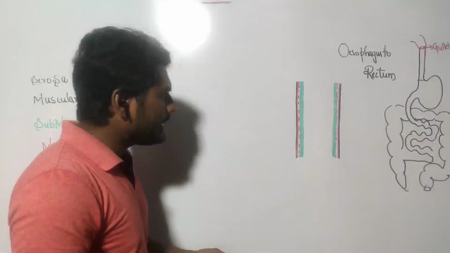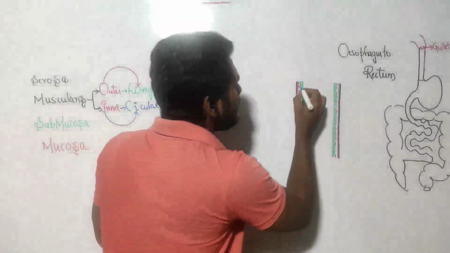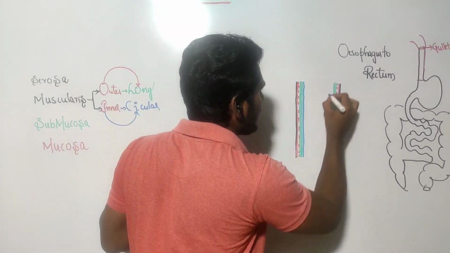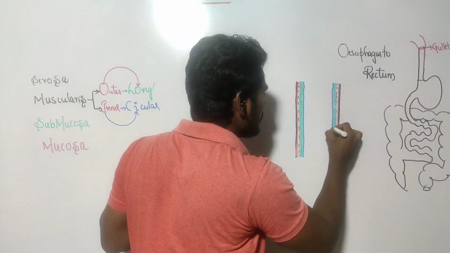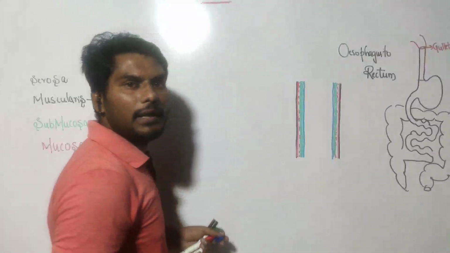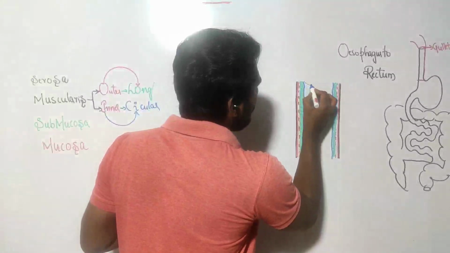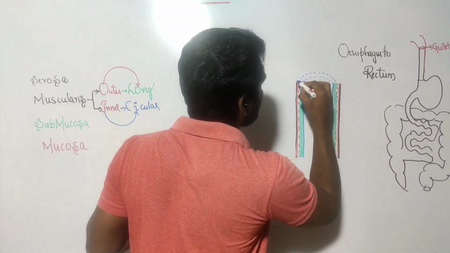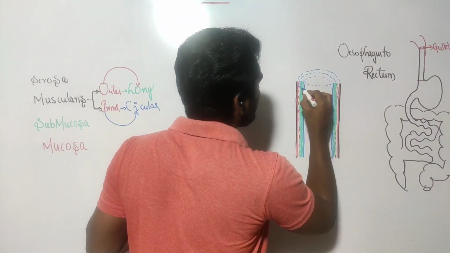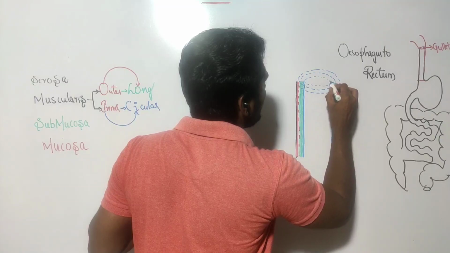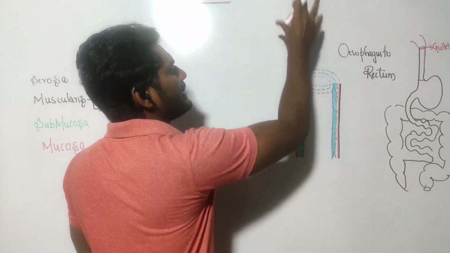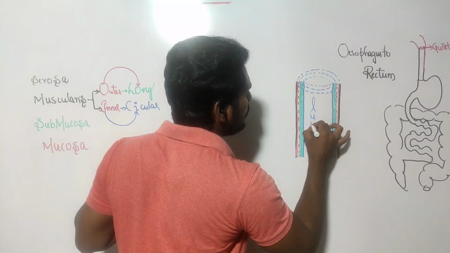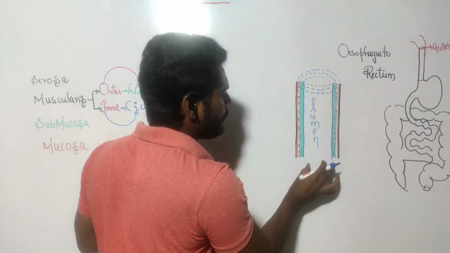And finally, the innermost layer, which we call mucosa. This is the mucosa layer. So now this is the opening. What is the opening name? The opening name of the esophagus is called what? Gullet. In this manner openings will be present. This opening is what? Gullet. And here what is present? Pharynx is present. So what is this empty space? The empty space is the lumen, where food will pass.